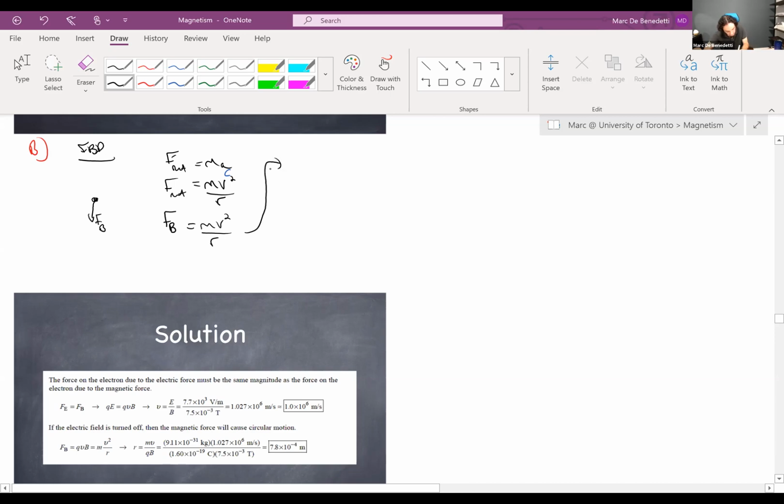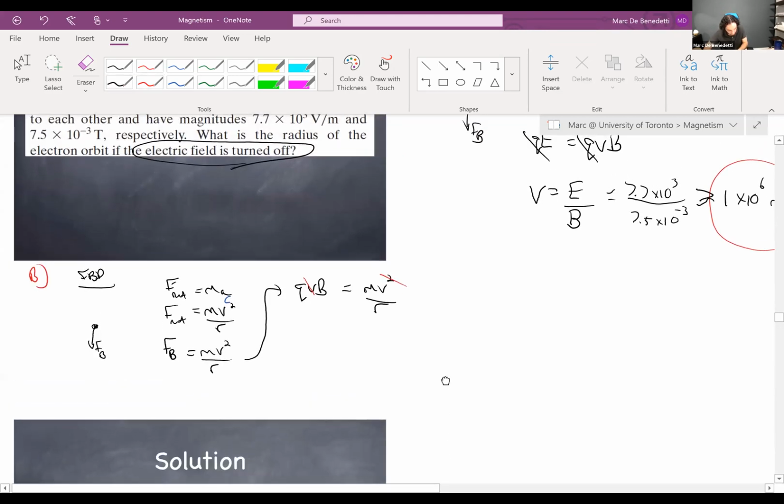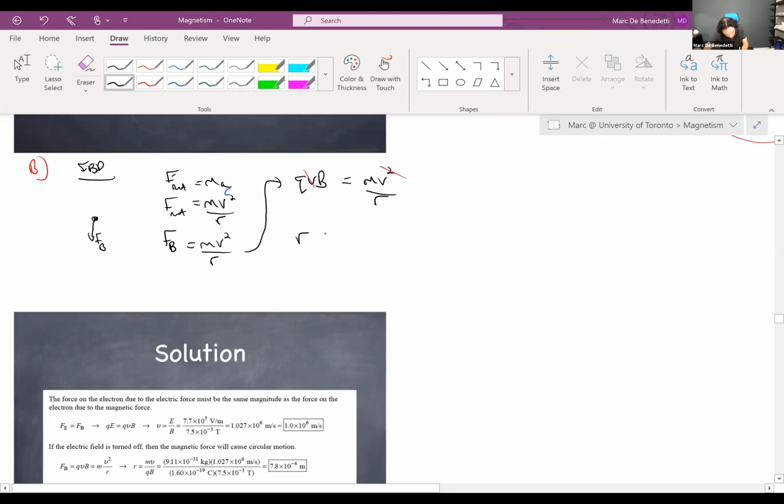So this gets me to qvB equals mv squared over r. One of my speeds cancels. And what were they asking for? They were asking for the radius. So let's solve for radius. Radius equals mv over qB. And I think we've already derived a situation similar to this in a previous example problem.